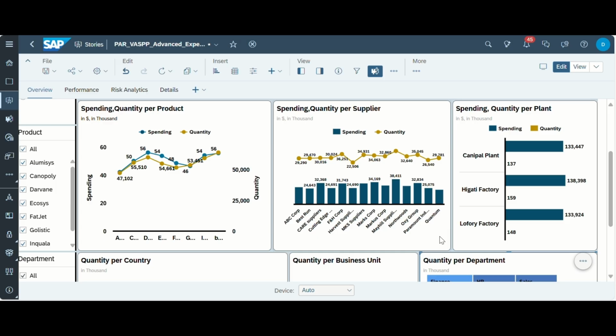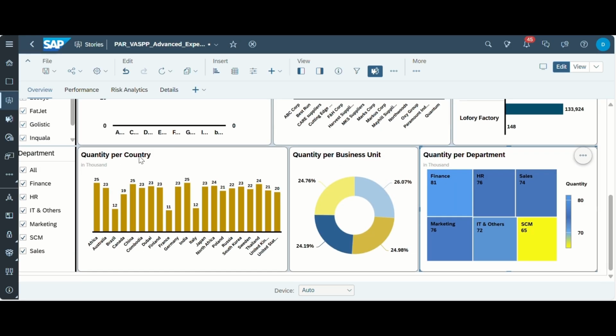Then there's spending and quantity per plant. This horizontal bar chart shows which of your facilities, like Canopal Plant, Higati Factory, or Lafri Factory, are generating the most procurement activity. It gives operations teams a clear picture of plant-level demand and helps with capacity planning or budget alignment. The quantity per country chart reveals how procurement activity is distributed geographically.